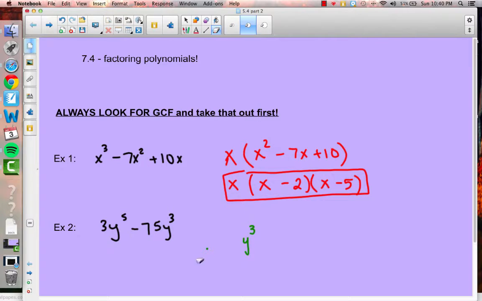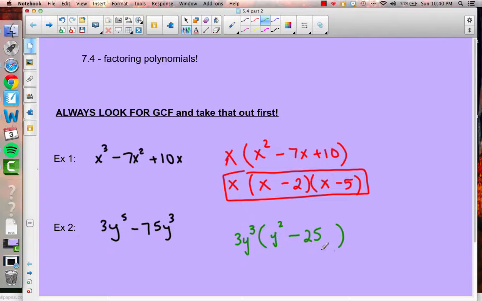And what else do they have in common? Well, I can take out a 3 with both because 3 goes into 3 and 3 goes into 75. So I can take out a 3y cubed. And what does that leave me with? Well, if I take out the 3, I'm left with just a 1, and I take out y cubed, I'm left with y squared. And if you're not sure if you reduced it right, multiply the two things together and see if you get what you started with. All right? And then when you take out a 3 from negative 75, you're left with negative 25. And I don't have any y's left, so it's just negative 25.